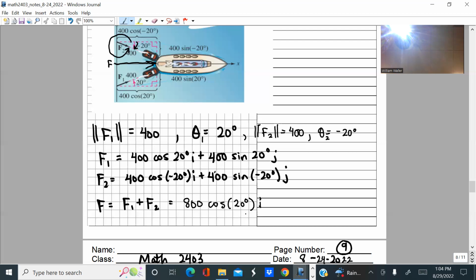So I'm going to use positive 20 degrees. Now, why not use positive 20 degrees instead of negative? Now, what about these J terms, though? What's going to happen here?